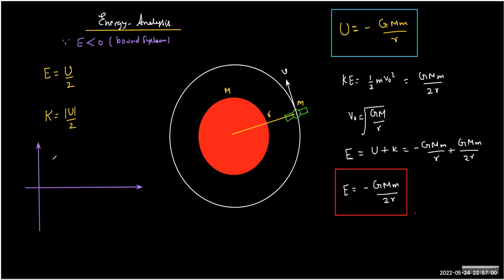So now, if I plot the potential energy like this, sorry, okay, this is kinetic energy actually, because kinetic energy is positive, and the formula of kinetic energy is GMm by 2r. So it's inversely proportional to r, so it is a 1 by r graph like this.